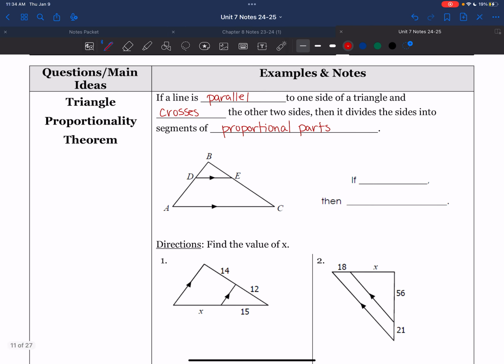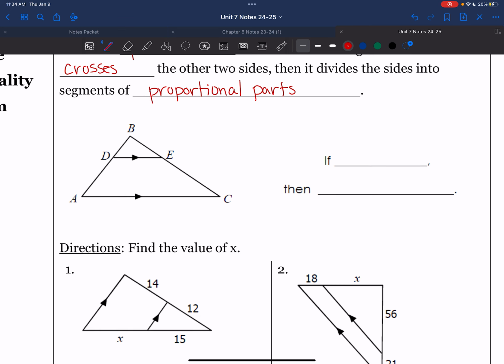So for example here, we really have one big triangle, and if line DE and AC are parallel to each other, then that means that segment BD over DA is going to be equal to BE over EC. So if DE is parallel to AC, then BD over DA is equal to BE over EC.